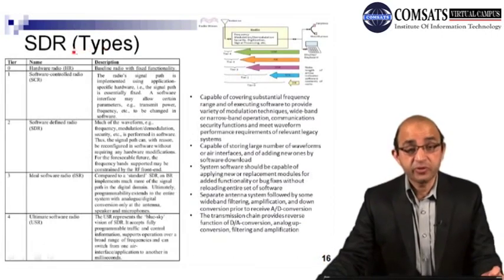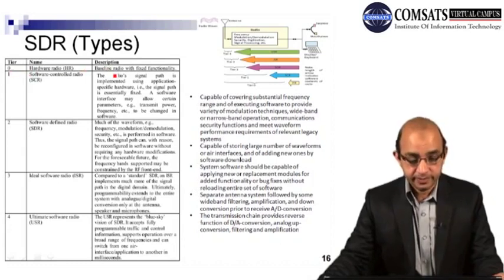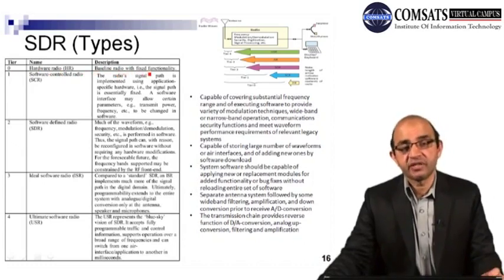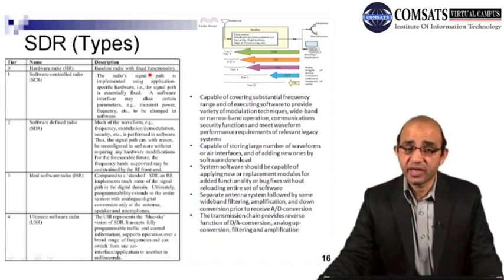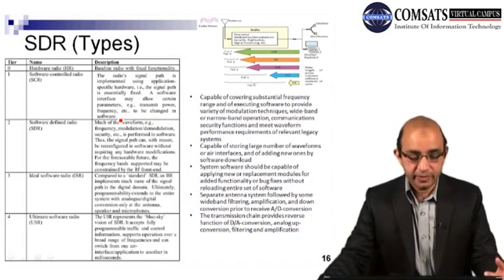So here we have different types of software-defined radios: tier, name, and features. Hardware radio: baseline radio with fixed functionality, so we have fixed functionality that can be performed by this hardware radio. Then software controlled radio: the radio's signal path is implemented using application specific hardware. The signal path is essentially fixed. The software interface may allow certain parameters, such as transmission power and frequency, to be changed in software. So we have limited flexibility over here.